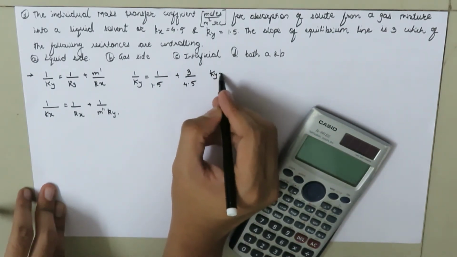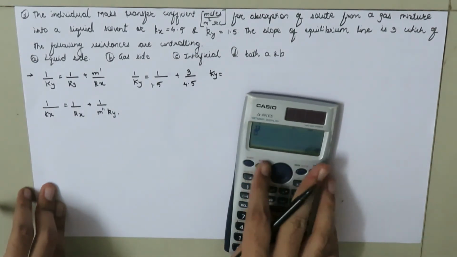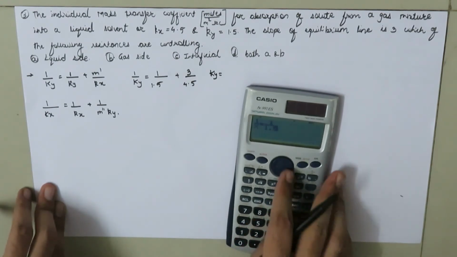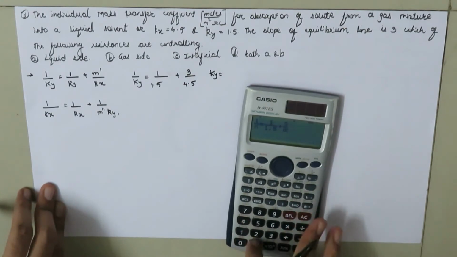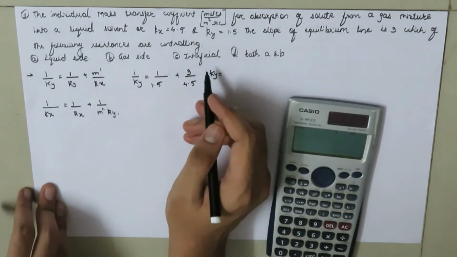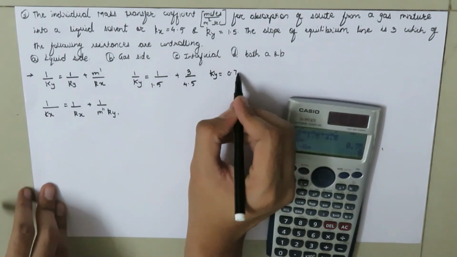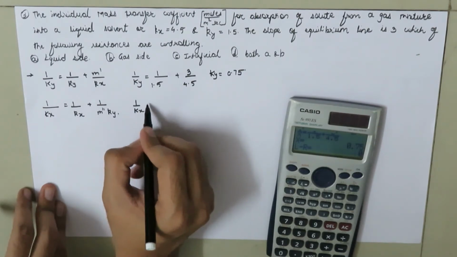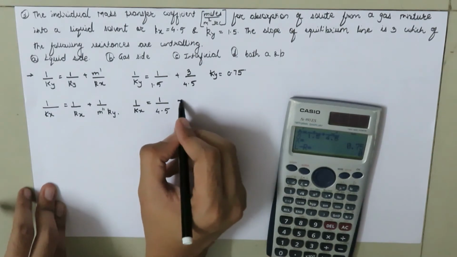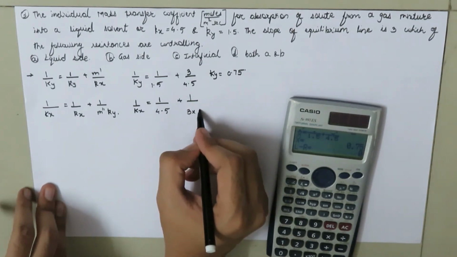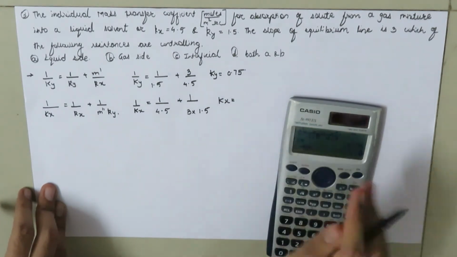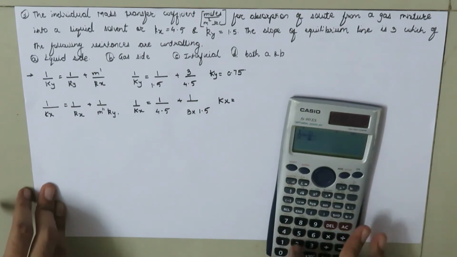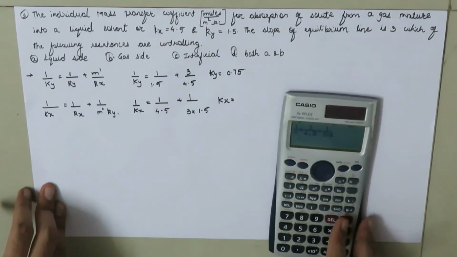So capital KY will be equal to 1 upon 1.5 plus 3 upon 4.5. And this capital KY should be equal to 0.75. And we know that 1 upon capital KX should be equal to 1 upon small KX, which is 4.5, plus 1 upon slope 3 times small KY 1.5. So 1 upon capital KX should be equal to 1 upon 4.5 plus 1 upon 3 times 1.5.